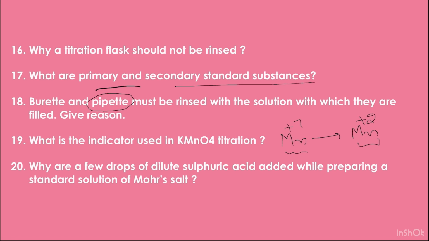Question number 20. Why are a few drops of dilute sulfuric acid added while preparing a standard solution of Mohr salt? This is to prevent the hydrolysis of Mohr salt. Mohr salt has FeSO4 also in it. तो इसका hydrolysis ना हो जाए इसलिए हम sulfuric acid थोड़ा सा add करते हैं, and then you put some more water, mix it properly and then make the solution up to the required quantity, 100 ml या 250 ml जो भी आपको बनाना है.